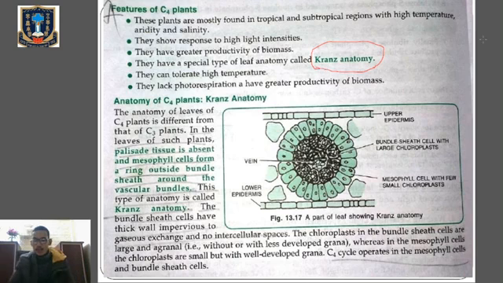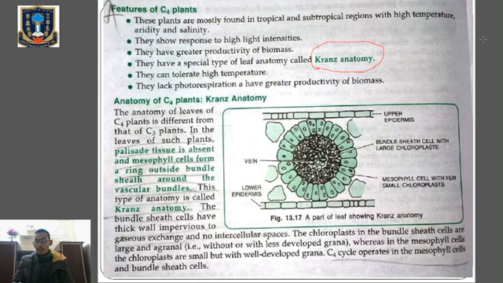So what does Kranz anatomy mean? Because we are saying that the C4 pathway occurs in a particular type of leaf having a special anatomy called Kranz anatomy. The anatomy of the leaves of a C4 plant is different from that of a C3 plant, because in the leaf of the C4 plant we get Kranz anatomy, and in such a leaf the palisade tissue is absent.